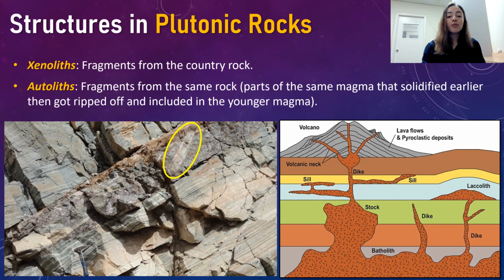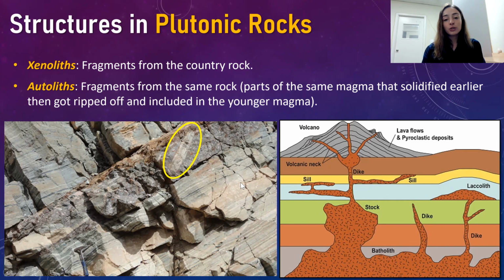Well, xenoliths are fragments from the country rock, which is the rock that the igneous rock is intruding into. So if you have sedimentary or metamorphic rocks that your dike is intruding into or your sill is intruding into, and it rips off clasts of that previous existing rock as it's intruding into that rock and incorporates them into its own structure, that is called a xenolith. And so we can see this in this example down to the bottom left.